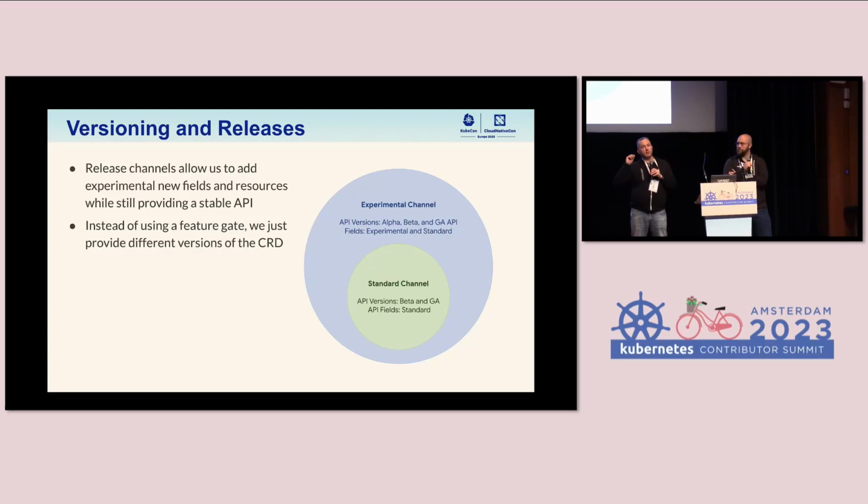So if they are applying a stable object, it can't use any of the fields that are in the experimental object, so those will just be missing fields, so it'll be fine. If you try and apply an experimental field onto a cluster that has the stable, then you will get a validation failure, but that's the only time you'll get a validation failure.